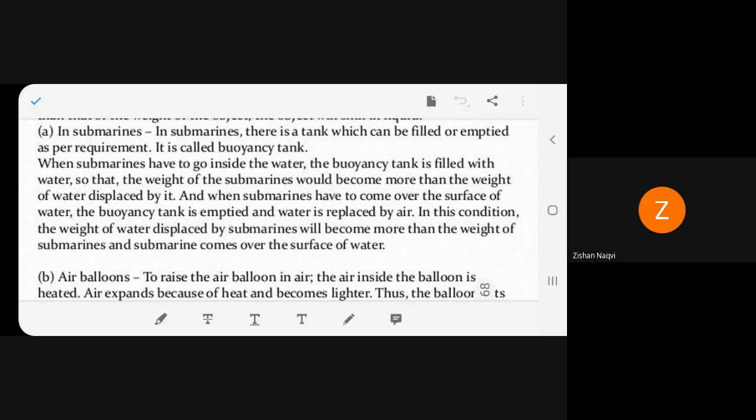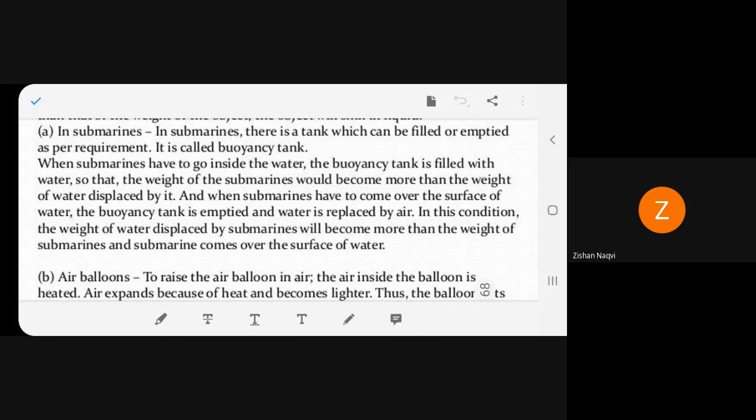Understood how it is going under the water and how it is coming above the water? It is only due to the buoyancy tank. Got my point? So, what is making submarines go under the water and come to the surface of water? It's only due to the buoyancy tank. So, what happens? This buoyancy tank can be filled or emptied. Yes, when submarines go under the water, the tank is filled with water.